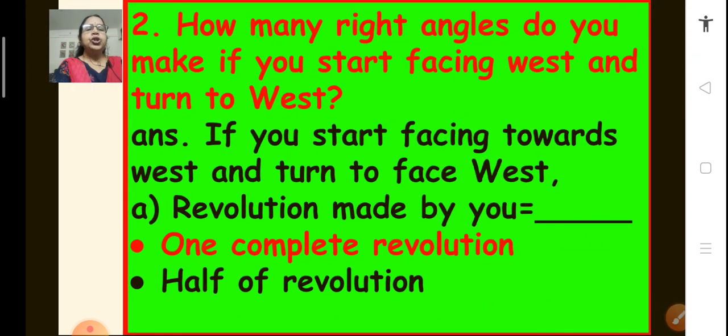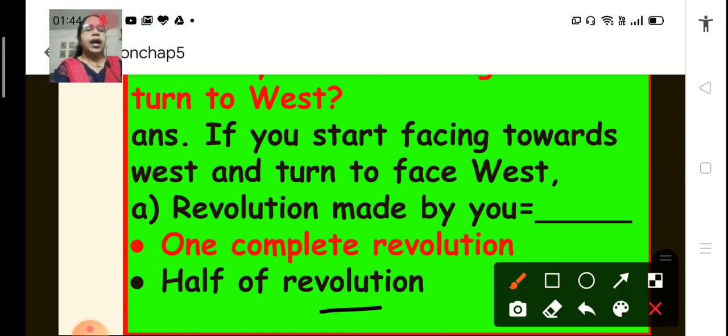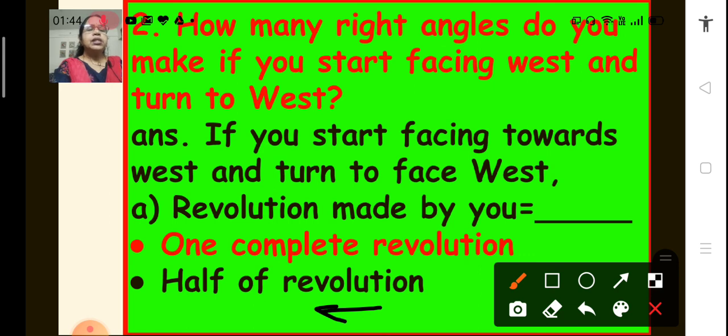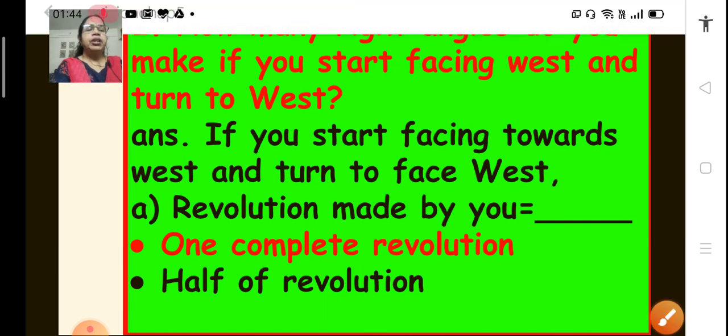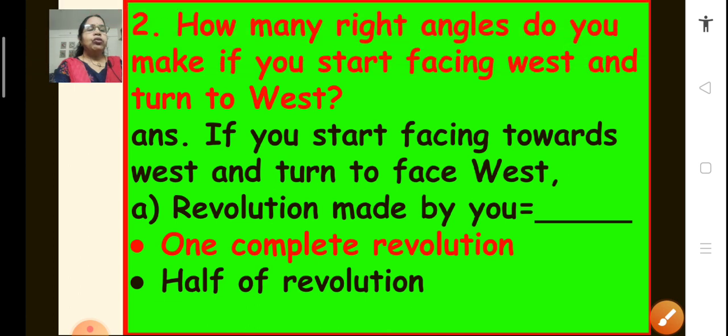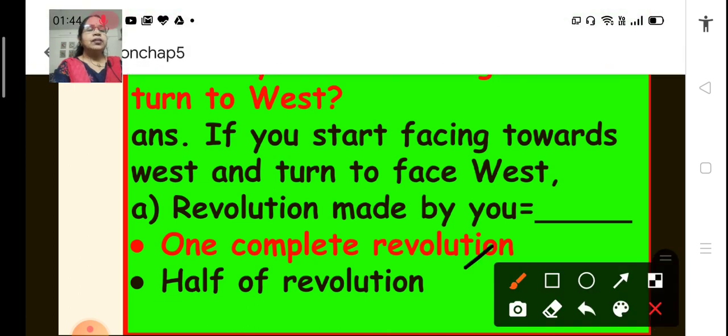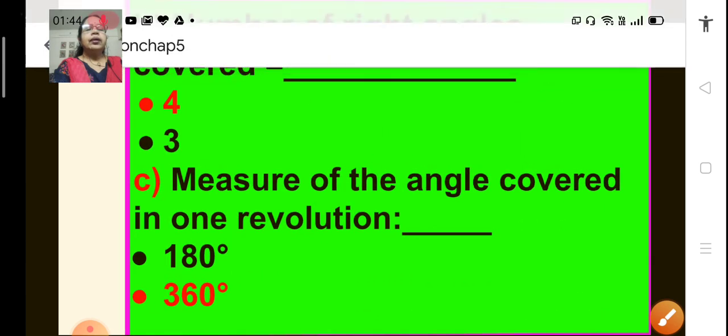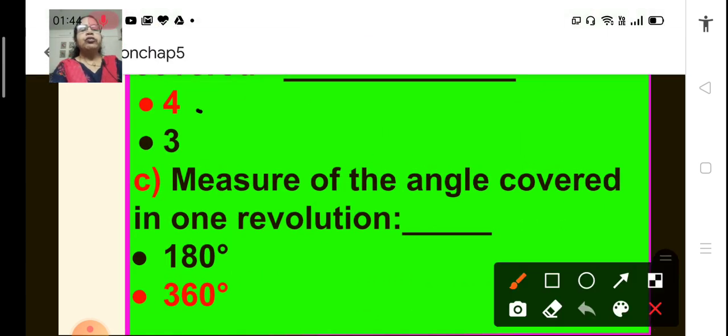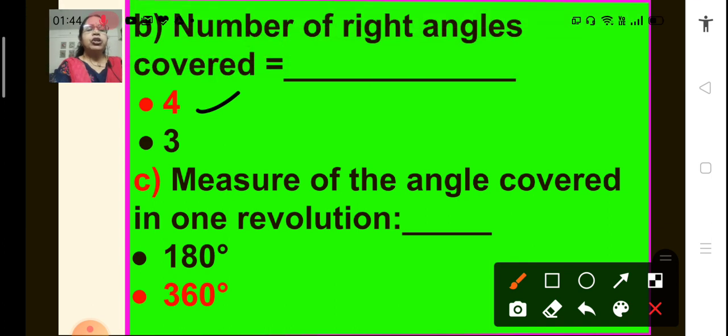How many right angles do you make if you start facing west and turn to west again? So suppose you are facing west and again you come back to west, how many right angles are you turning through? So it is 4 right angles. It is 1 complete revolution and it is 4 right angles. Okay. How many right angles covered? It is 4 right angles. And what is the measure of the angle covered in 1 revolution? It is 360 degree.